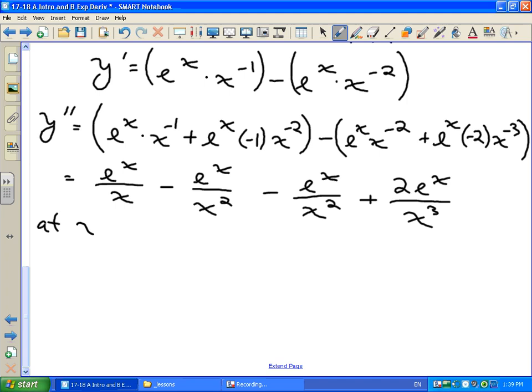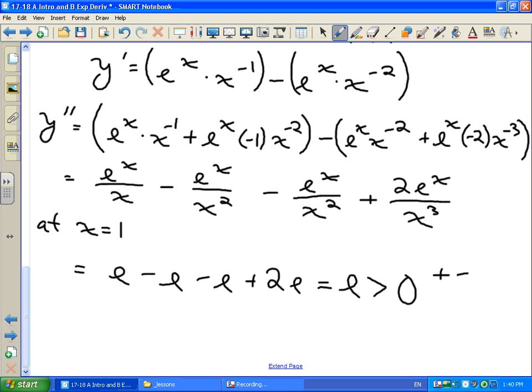This simplifies a lot when we evaluate it at x equals 1. All those denominators become 1, and our numerators become e minus e minus e plus 2e. So e minus e minus e plus 2e works out to just be e. E, of course, is greater than 0. So our second derivative is positive, which means we have a local minimum.